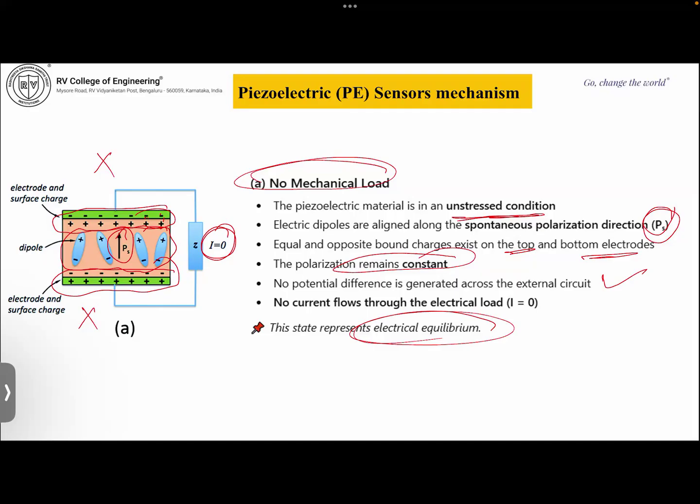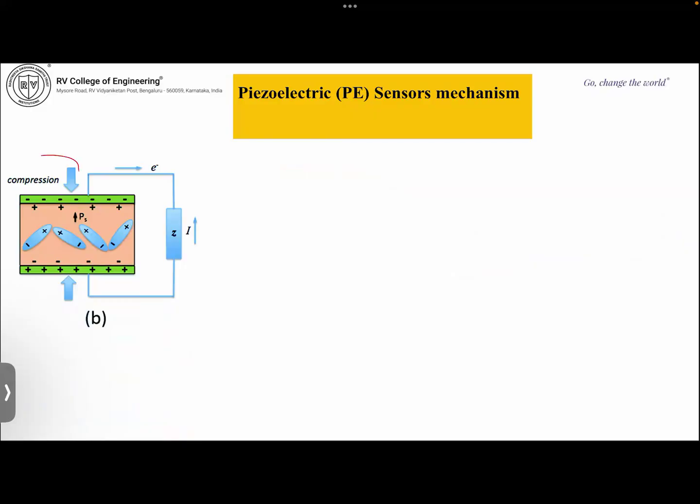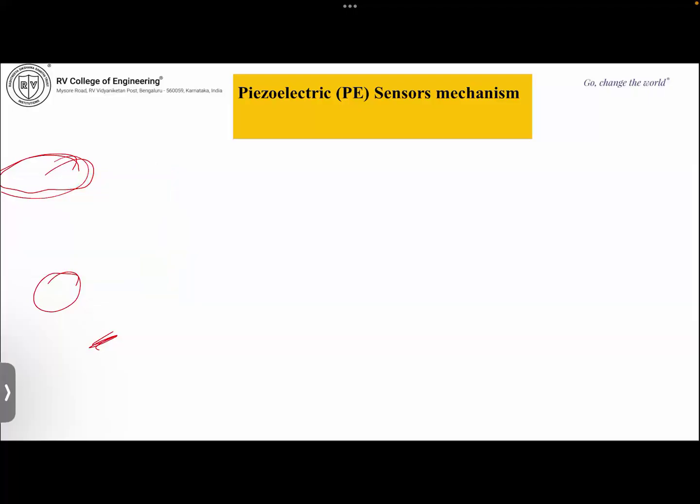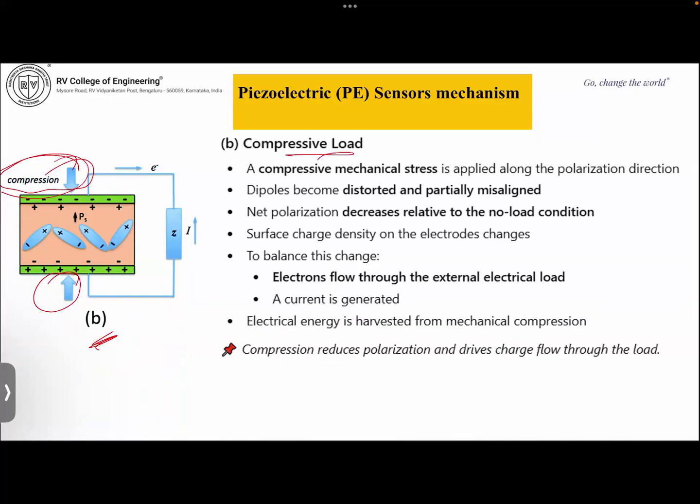So in that situation, when you apply the load, when you compress that material, this is case B. When the compression load is applied, mechanical stress is applied along the polarization direction, and the dipoles become distorted and partially misaligned. So the net polarization, relative to the no load condition in case one, decreases.